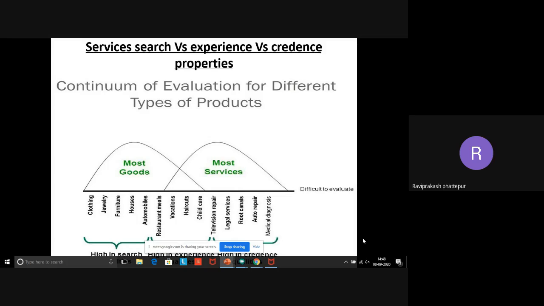Next is high in credence. First, understand the meaning of credence. Credence means something that you believe is true. The definition of credence is something that you believe is true. For example, high in credence we have legal services, television repair, root canals, auto repair, and medical diagnostics. What do we mean by credence? It is only your belief that it is good. Even after you experience it, you may not come to know about the quality or the type of service you are being provided or you undergo.